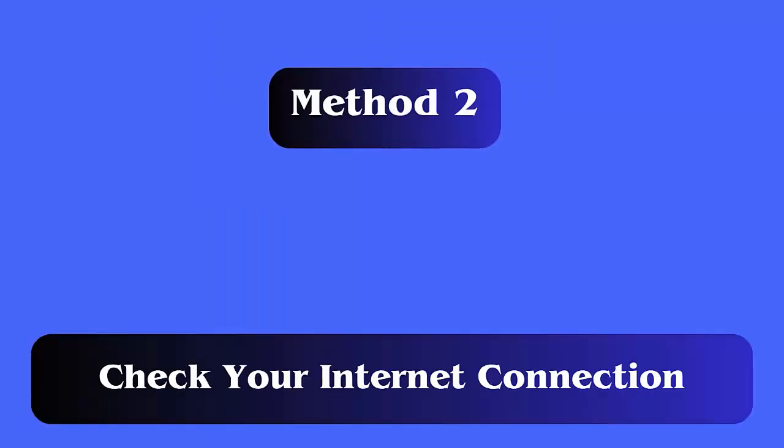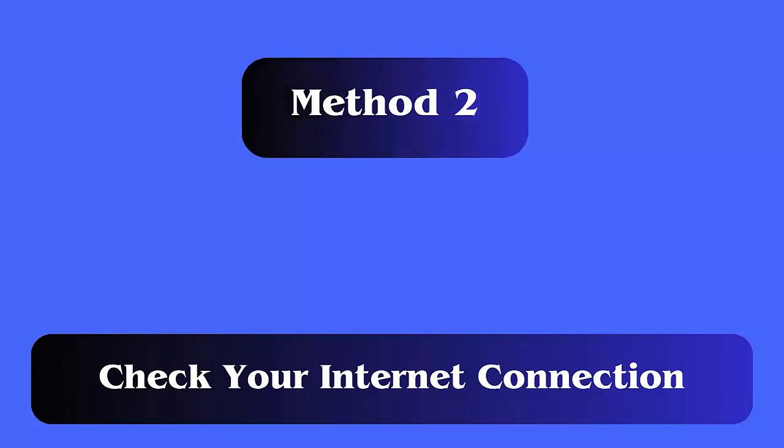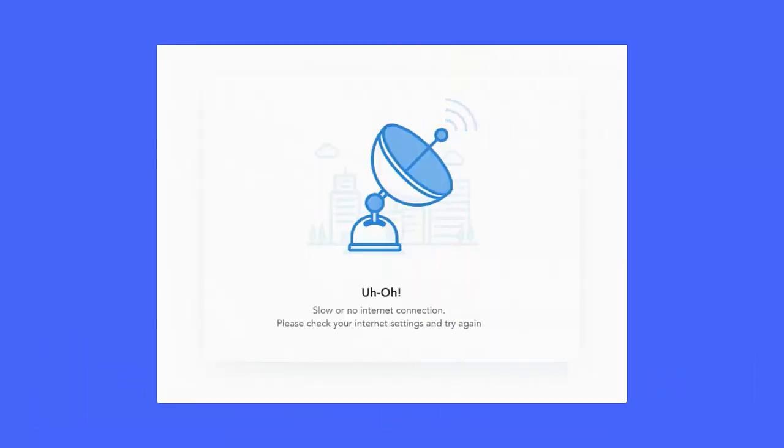Method 2. Check your internet connection. Another reason that can cause "something went wrong" in Messenger is due to an unstable internet connection. You are suggested to check for a strong internet connection to avoid any kind of error.